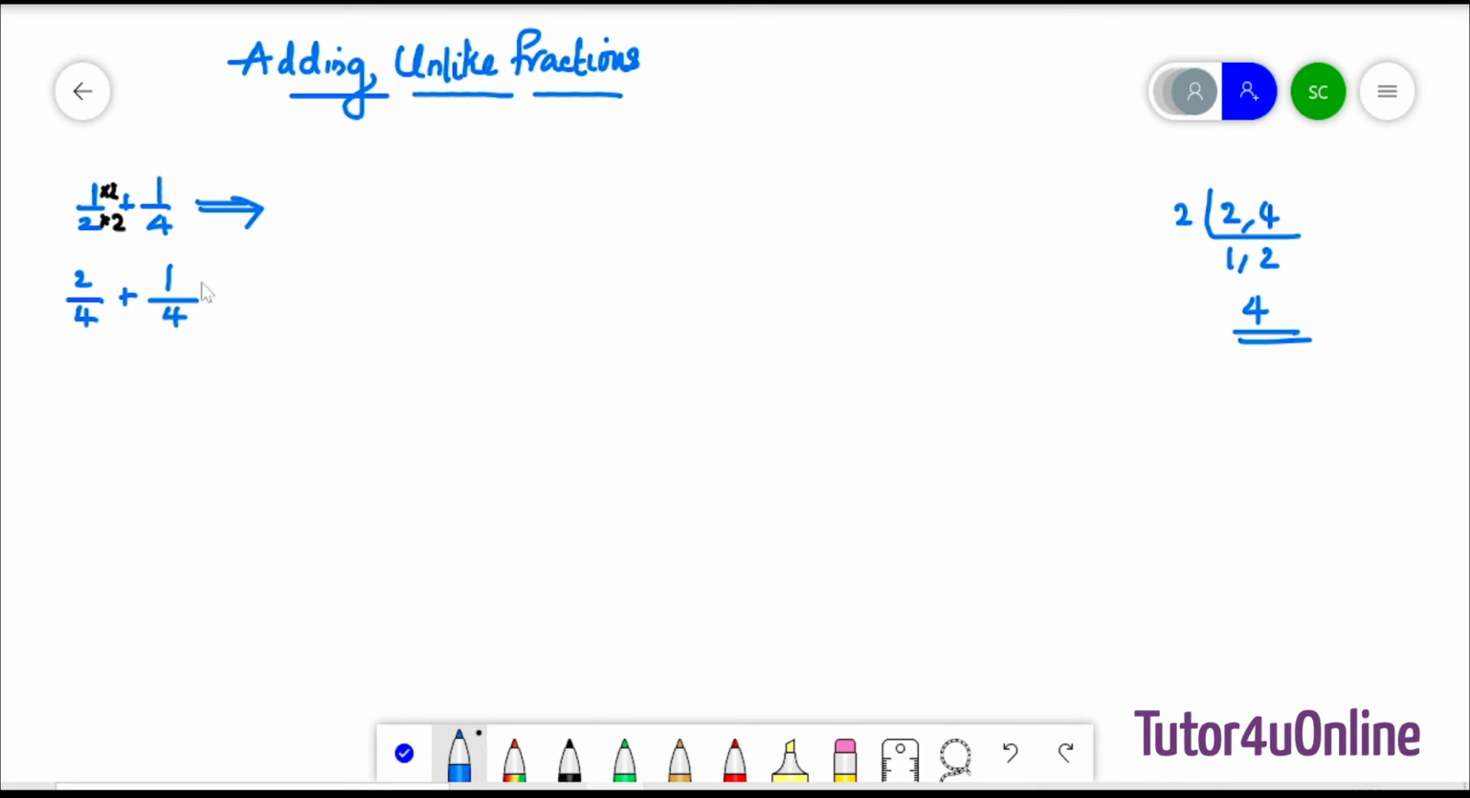They are like fractions. 1 by 2 is equivalent to 2 by 4. 1 by 4 is equivalent to 1 by 4. So these two fractions now have the same denominator, and you can add directly. 2 plus 1 equals 3. 3 by 4 is the answer. This is a proper fraction and it is also in simplified form, so you need not change this. This is the final answer. Once again, I will explain with another example.